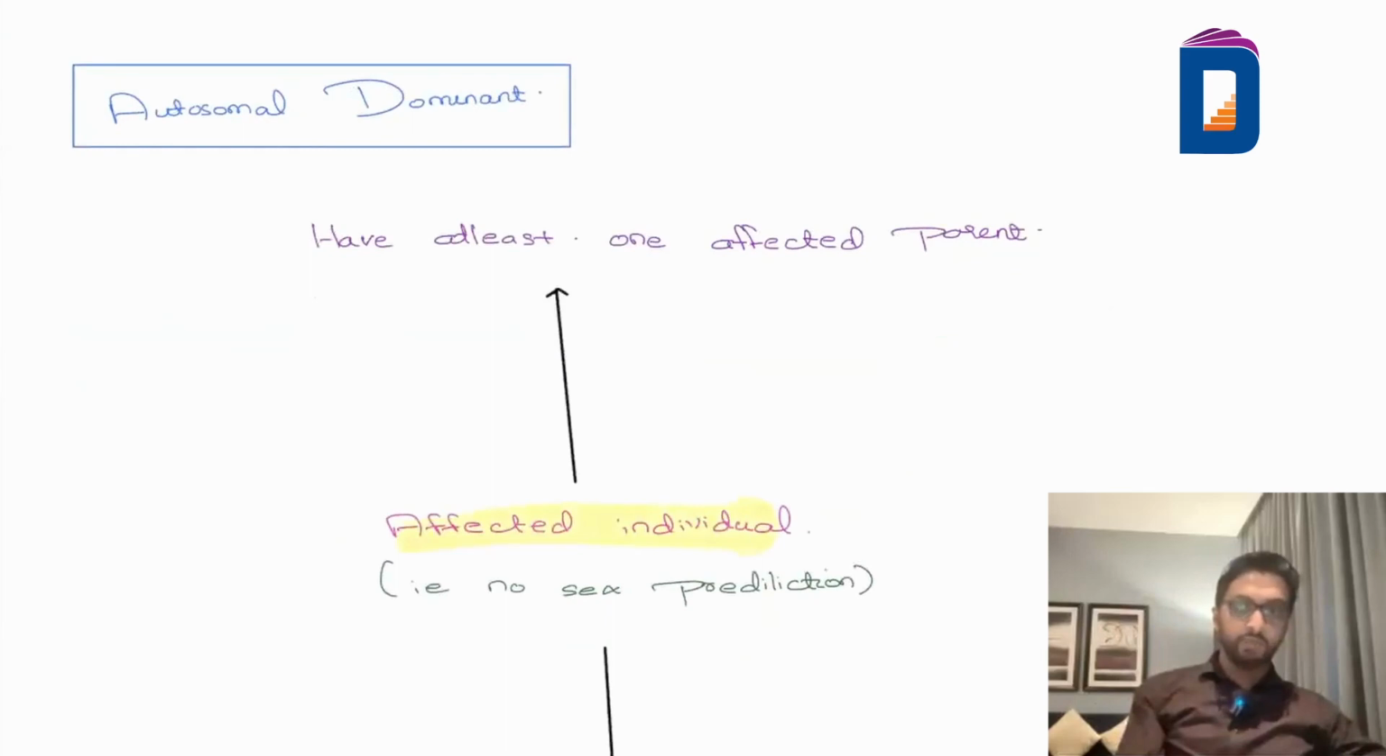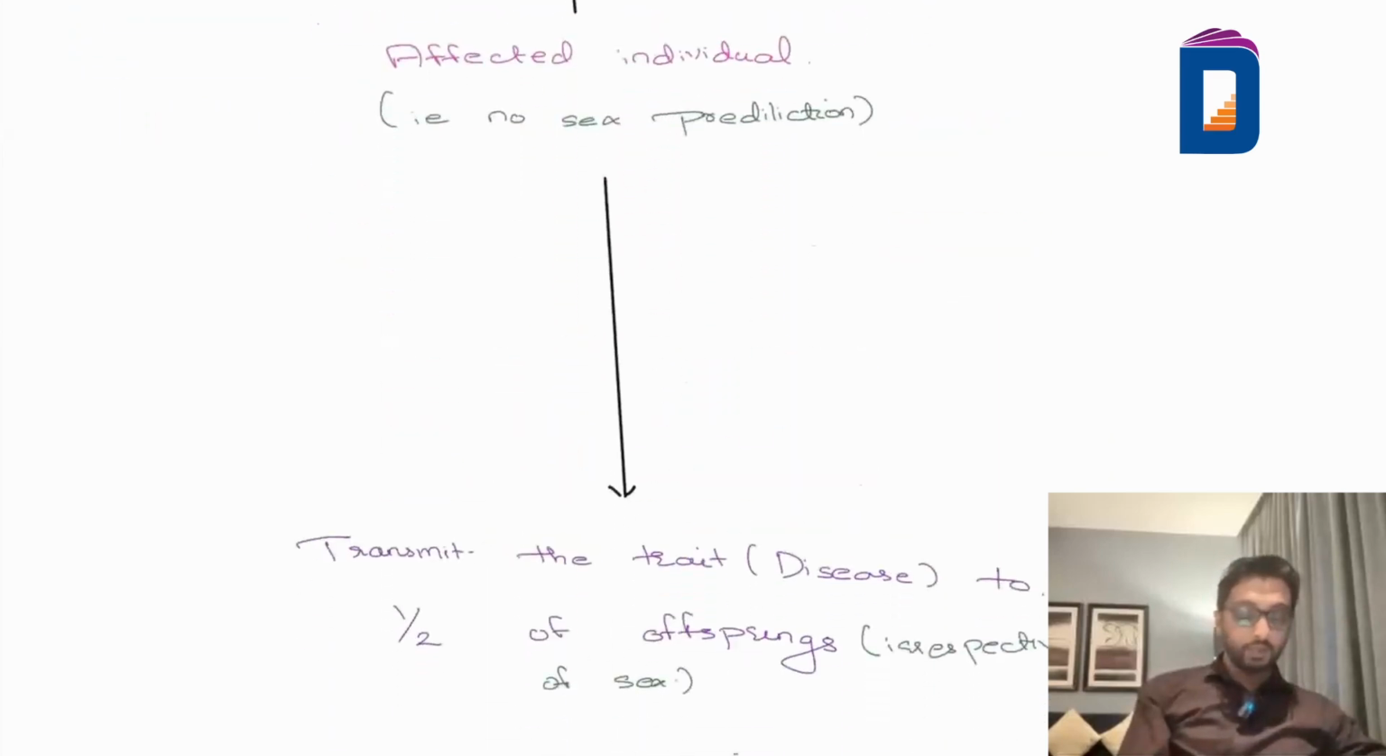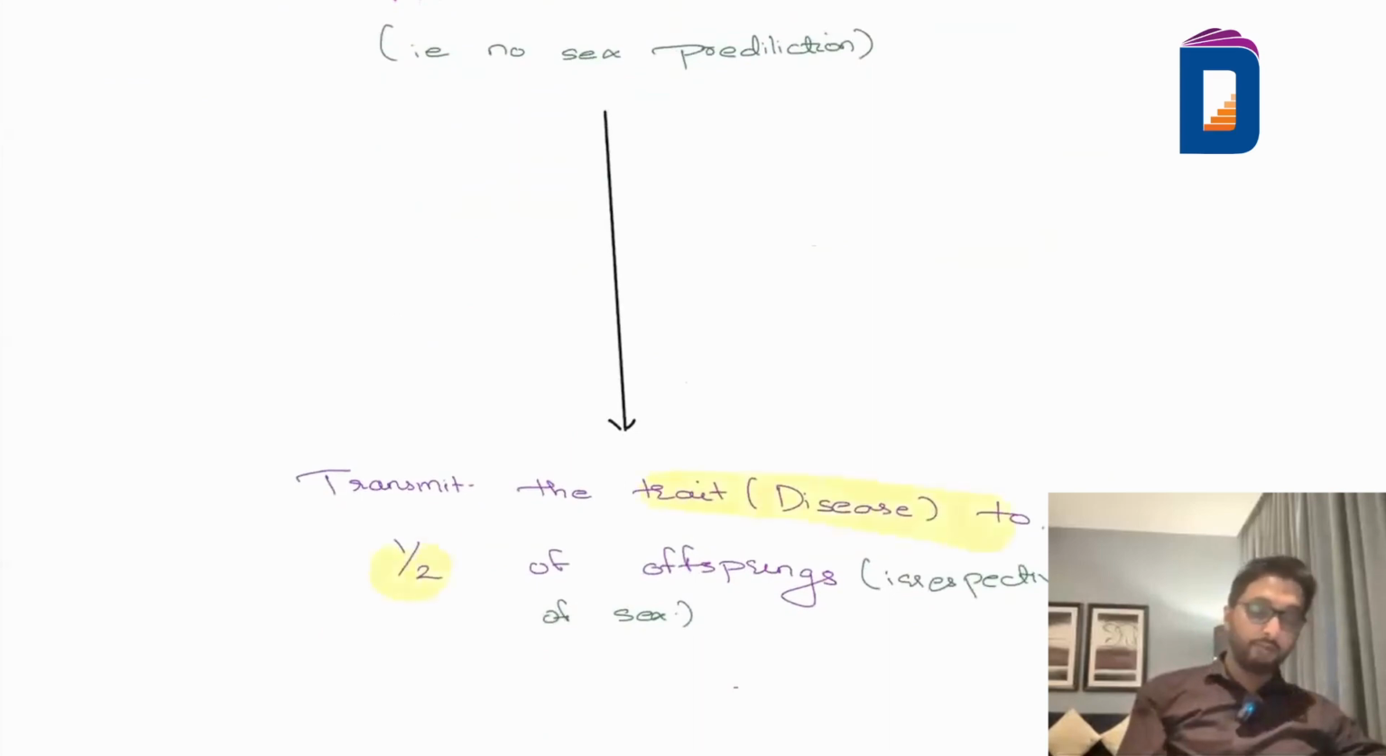This is what we said: the affected individual has at least 1 affected parent. Now, what difference did you see? It says affected individual, not male or female. There is no sex predilection. So the affected individual will go up, and you'll have at least 1 affected parent. And as you go down, the disease is transmitted to half of the offspring, irrespective of the sex.